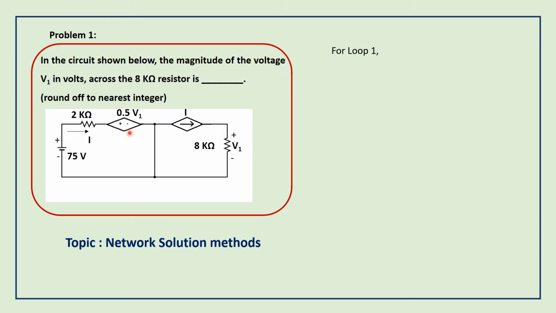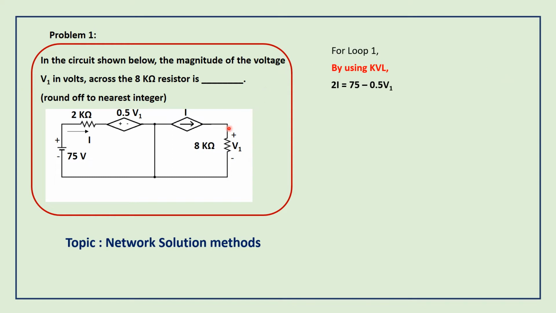Sum of voltage drop equal to sum of voltage rise. So this is negative to positive potential, so we can represent it as positive 75. And here positive to negative potential, when the current is flowing in this direction, we can take the voltage as negative. So 75 minus 0.5 V1 equals, what is the voltage drop? 2 kilo ohms into I. Okay, so 2 into I. I is the current flowing in this loop. So for loop 1, I have written the equation by using KVL: 2I equals 75 minus 0.5 V1.